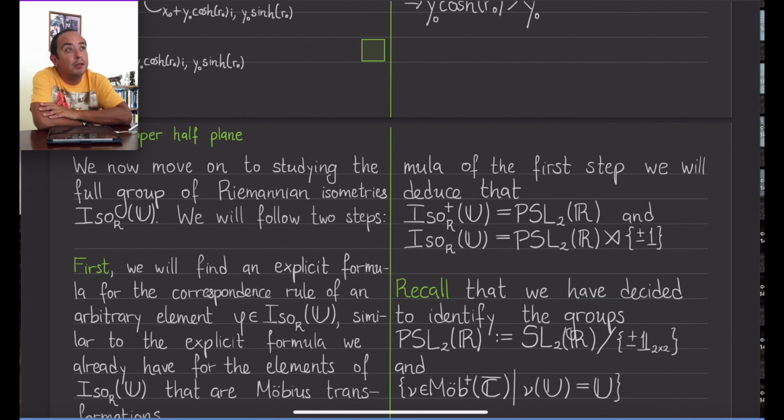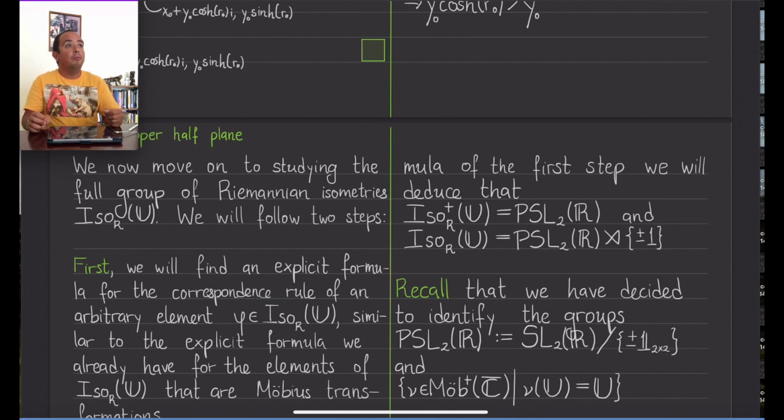By this I may mean two things. Something I may mean is that maybe I want to find an explicit formula that governs the correspondence rule of any Riemannian isometry of the upper half plane. Similarly to how the formula for Mobius transformations, alpha z plus beta divided by gamma z plus delta, governs the correspondence rule of any Mobius transformation. So maybe I want to find an explicit formula for arbitrary Riemannian isometries.